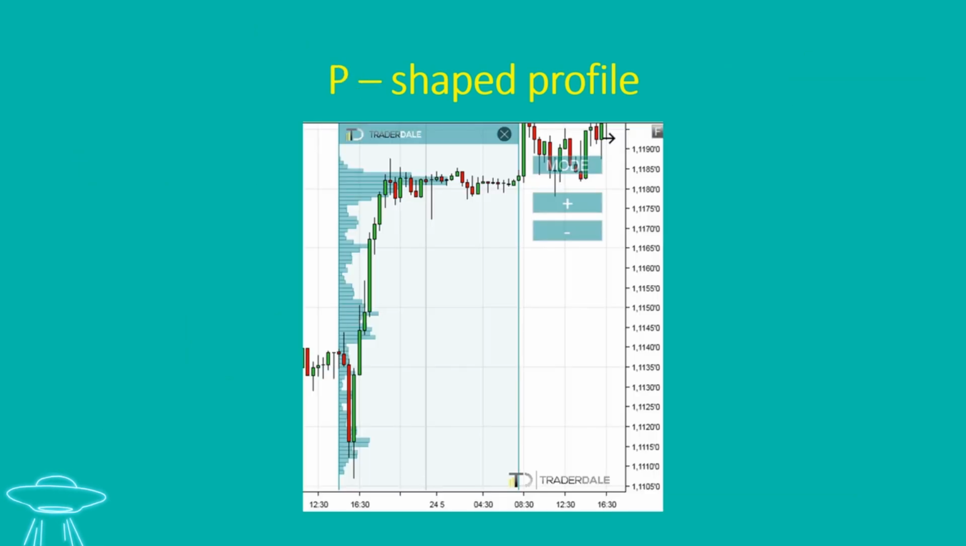All right, one more picture of the P-shaped profile. As you can see, buyers are pushing price upwards, and then there is a rotation. New balance is formed in here. All right, so this is another P-shaped profile, a sign of strong buyers.